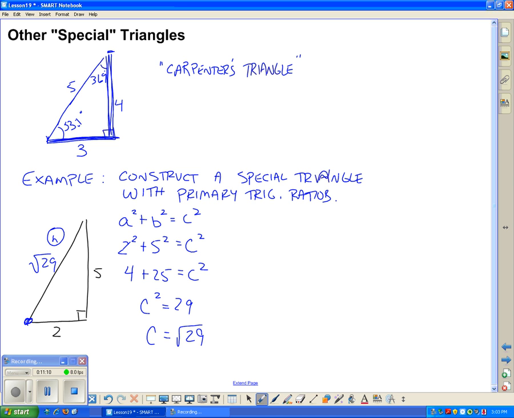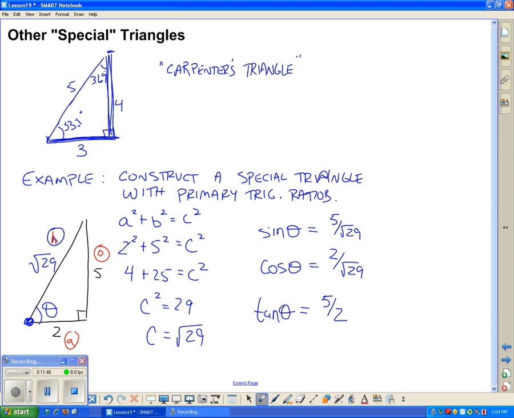And if I choose this angle in the bottom left corner as my angle of reference, then the special angles would be sine theta. So this is hypotenuse, I've already labeled. This would be opposite and adjacent. So my primary trig ratios would say sine theta equals 5 over root 29. Exact value. Cos theta, adjacent over hypotenuse, would be 2 over root 29. And finally, tan theta would equal opposite over adjacent, so 5 over 2. So there you go. We made our own special triangle.